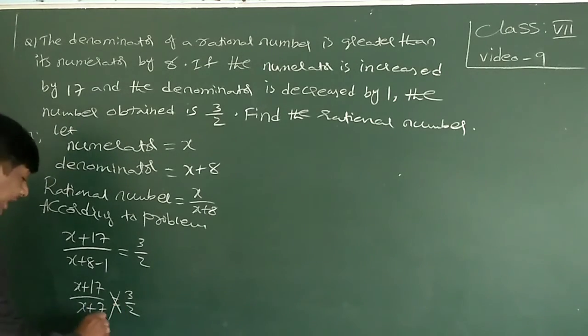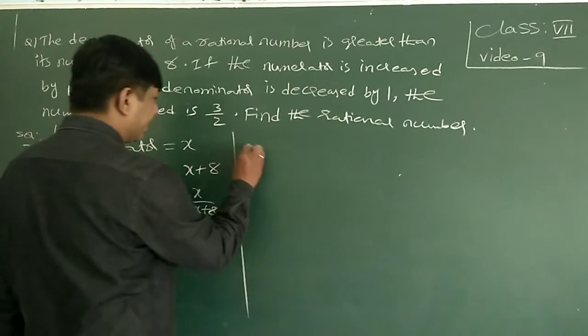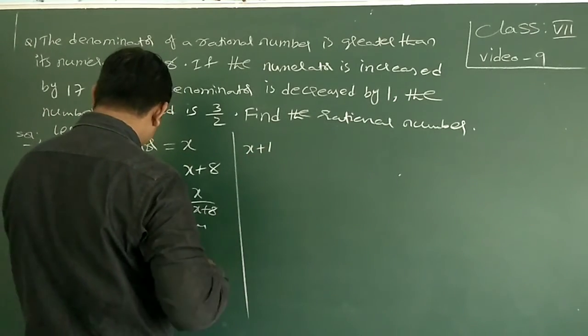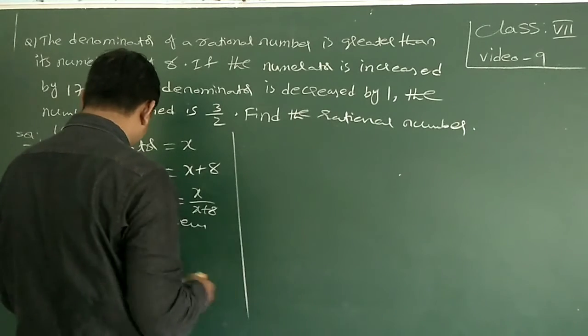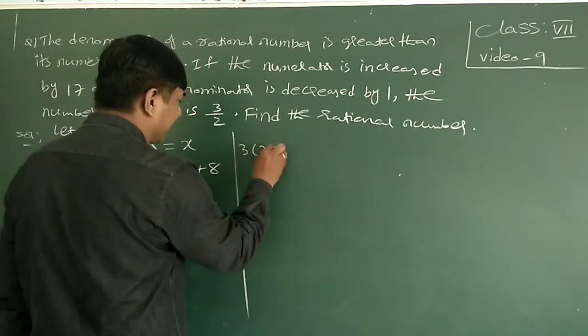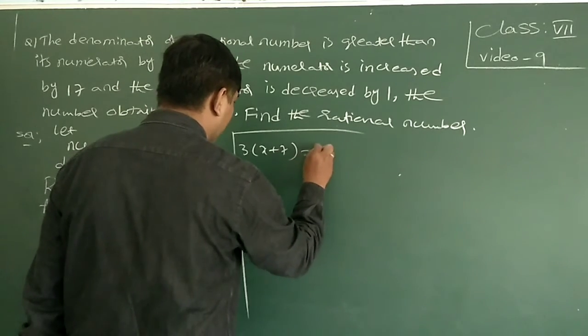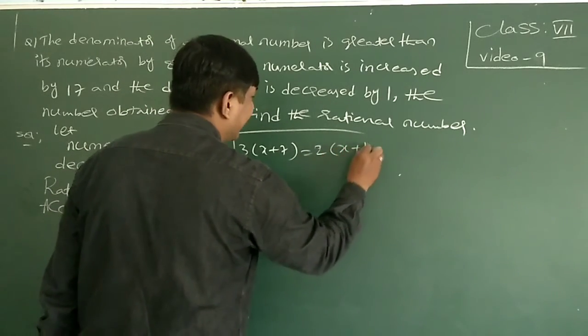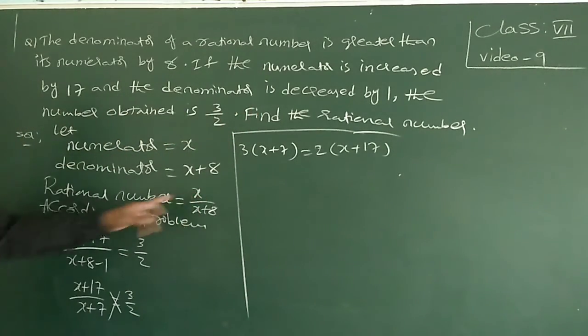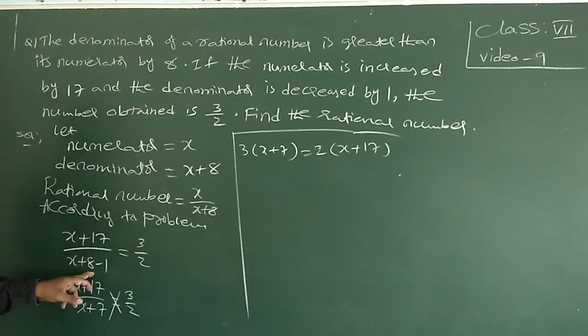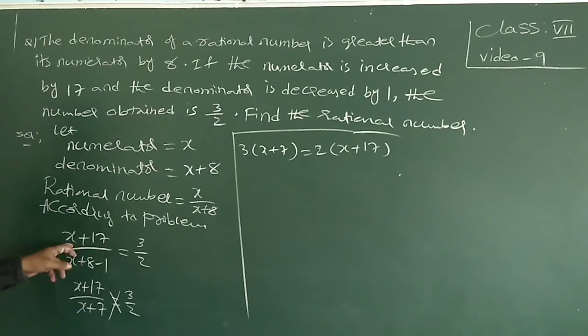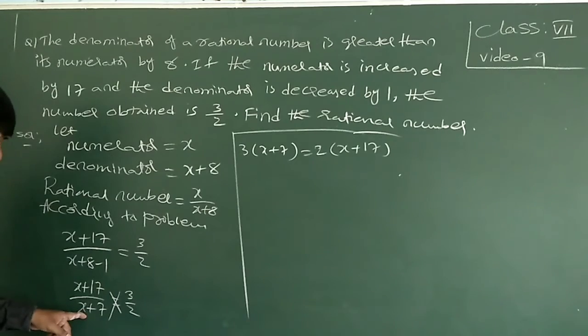Now cross multiply here. x plus 17 by x plus 7 is equal to 3 by 2. Now 3 into x plus 7 is equal to 2 into x plus 17. The numerator is increased by 17, the denominator is decreased by 1. Means x plus 17 by x plus 8 minus 1 is equal to 3 by 2. Now x plus 17 as it is, x plus 8 minus 1 is x plus 7, is equal to 3 by 2. Cross multiply. 3 into x plus 7, 2 into x plus 17.